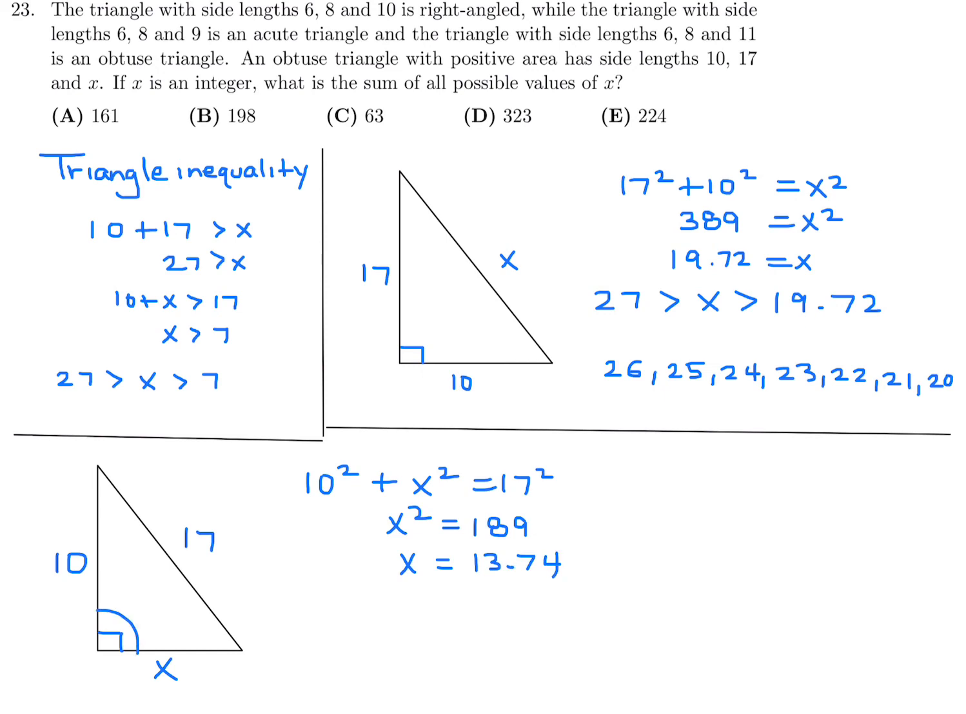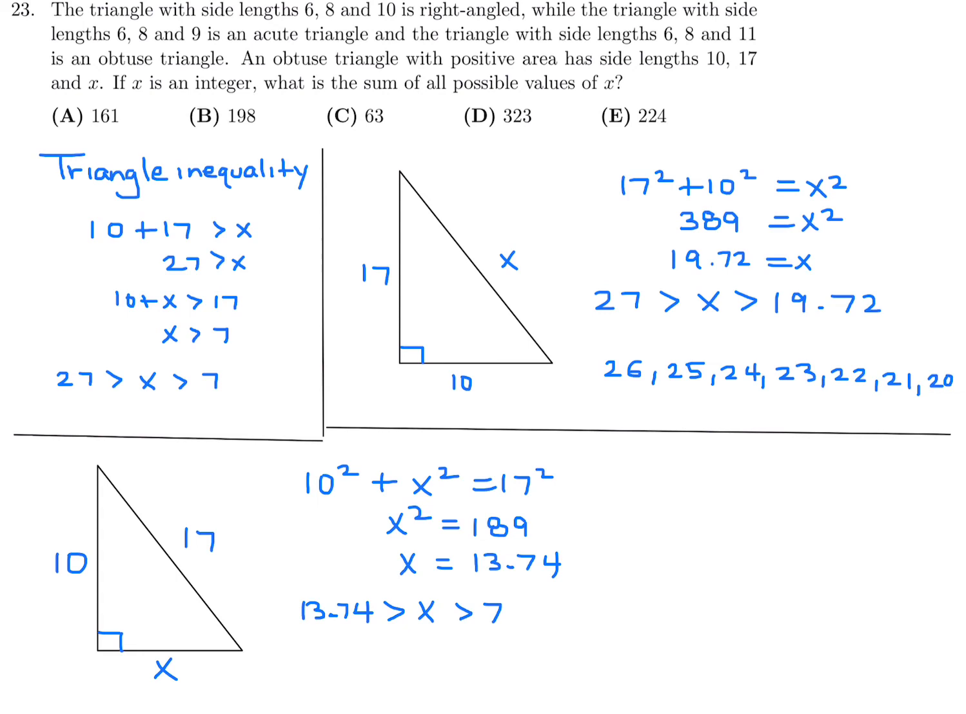Now we have to figure out if this is going to be obtuse, what's the story? And that takes a little bit of thinking. When you do that thinking, you get to the conclusion that x has to be less than that in order for this to be obtuse. And go back to the triangle inequality to get the other end of the spectrum, and that's 7.